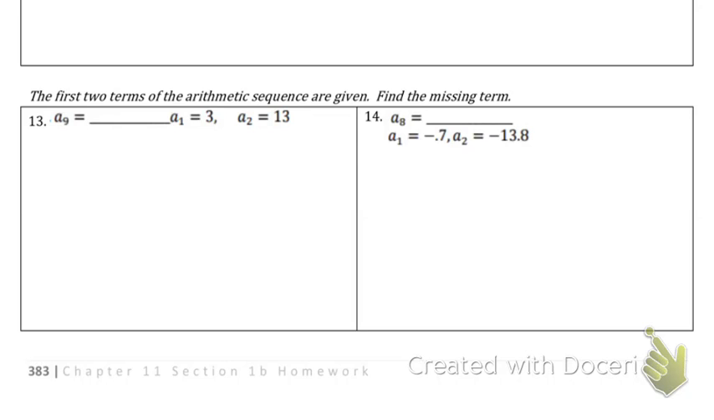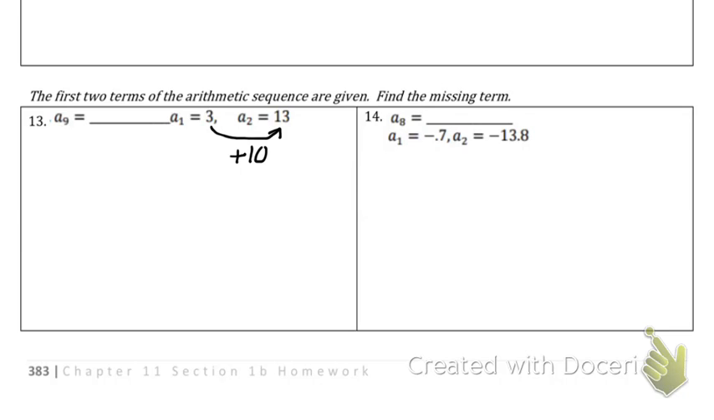We know it's arithmetic, so that means the difference between 3 and 13 is going to be plus 10. So that means my next term, a sub 3, is going to be 23, 33, and so on and so forth. Not the most effective way, because I want to get all the way to 9. So you could count by tens.